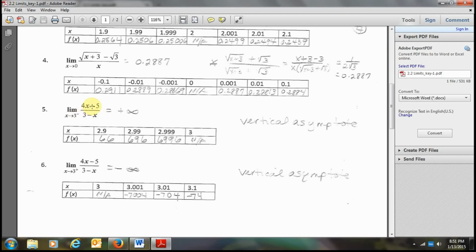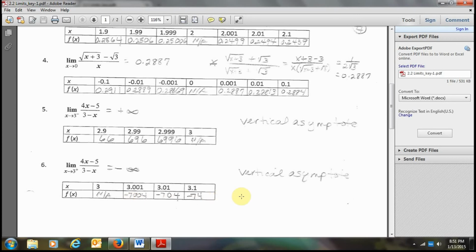But I have numbers getting bigger and bigger and really big. It's not approaching any one number. The numbers, the y values, are just getting really, really large. So this is approaching positive infinity. And this shows you an example of one that approaches negative infinity.